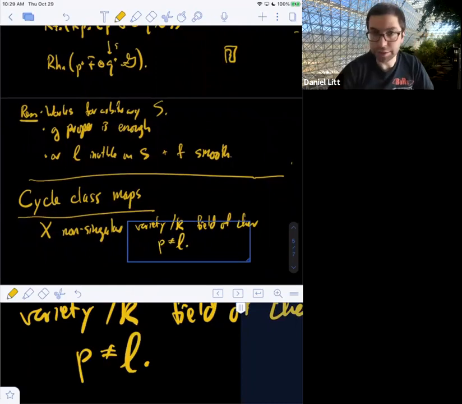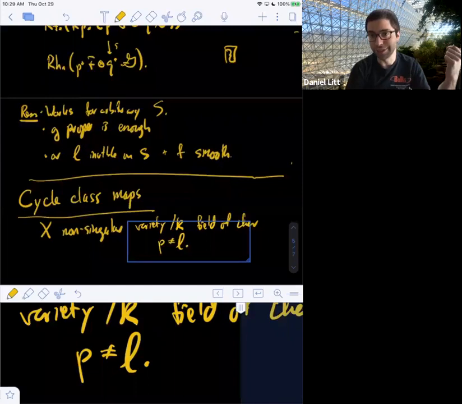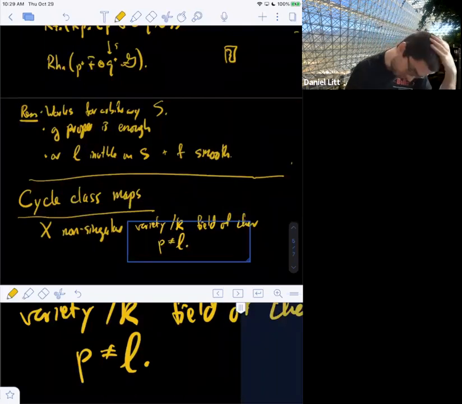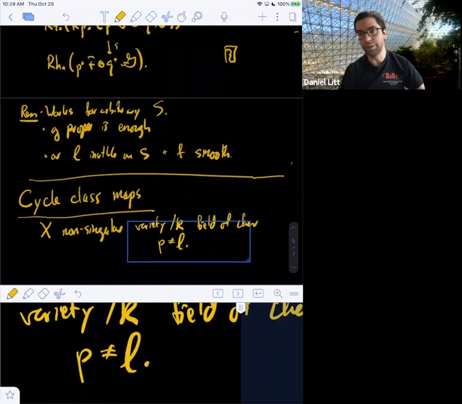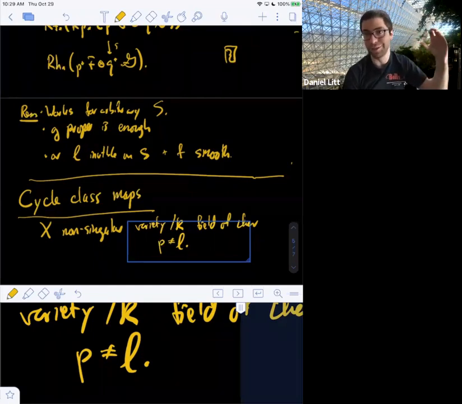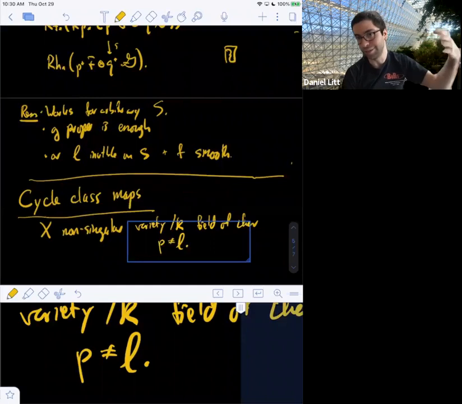So I want to define a cycle class map. This is supposed to be the L-adic analog of integration along a cycle. In particular, over the complex numbers, if you have a smooth projective variety and a cycle of codimension R, you can integrate. So you have a subvariety, let's say of dimension D. You can integrate a 2D form over that, right? Because a subvariety of complex dimension D is real dimension 2D, and now you pull back your 2D form to it and you integrate. At least if it's smooth, that's something you can do.